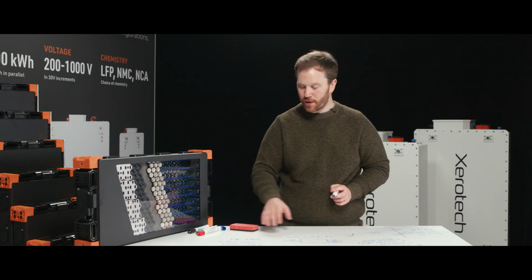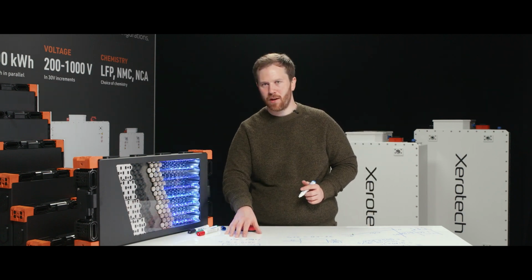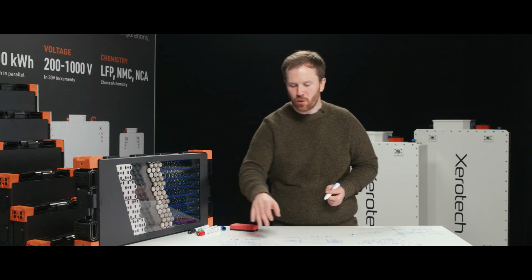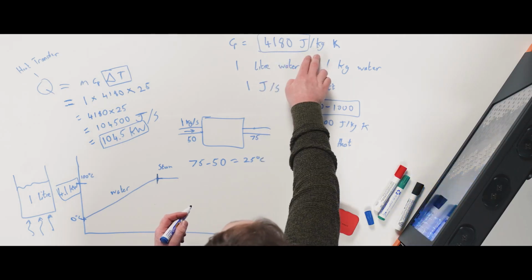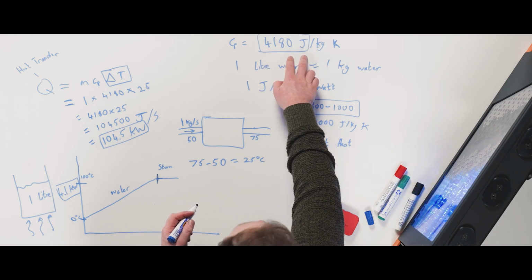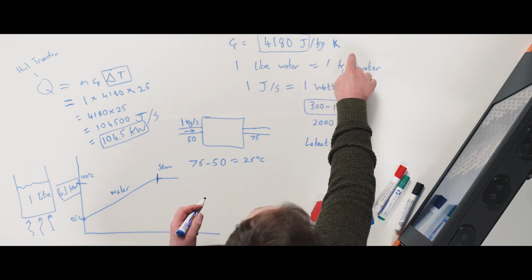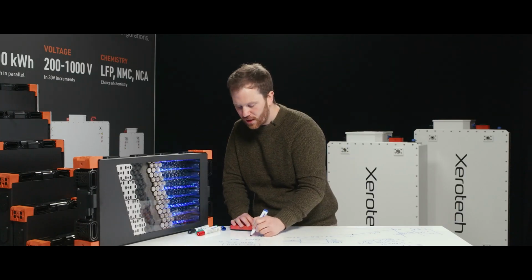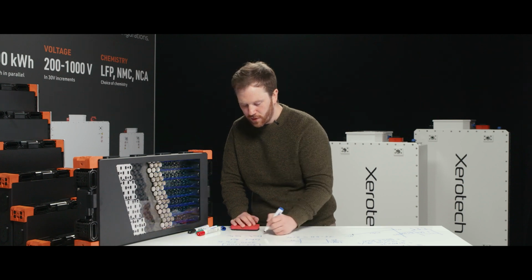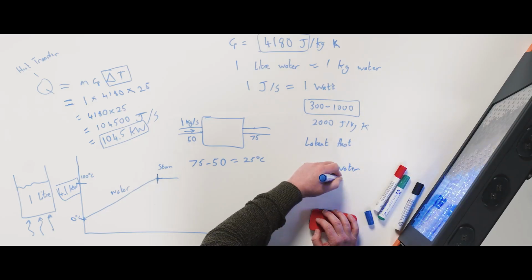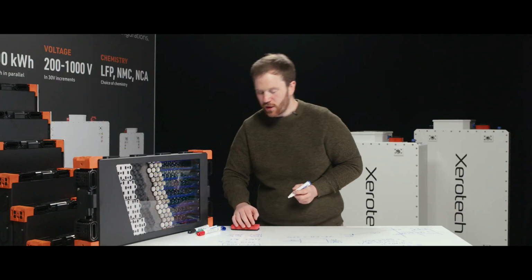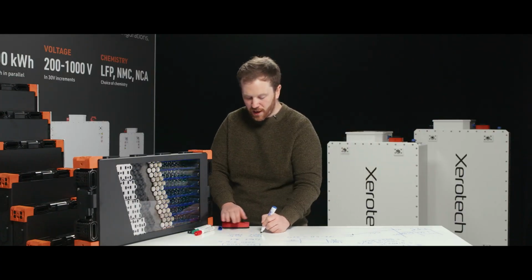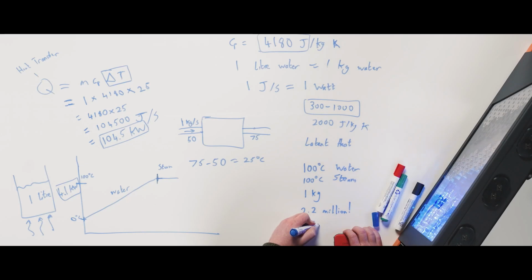And what's important here is that for water, it is a massive number. It's a monumentally high number. So when we talk about the heat capacity of water being 4,180 joules to change it by 1 degree Kelvin or 1 degree Celsius, to go from 100 degrees C water to 100 degrees C steam, there's a huge amount of energy. For 1 kilogram, it's about 2.2 million joules of energy.